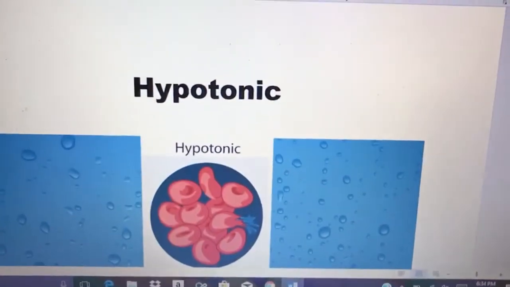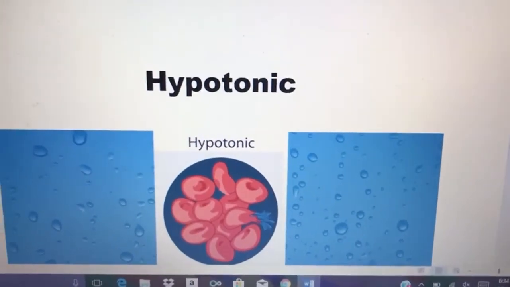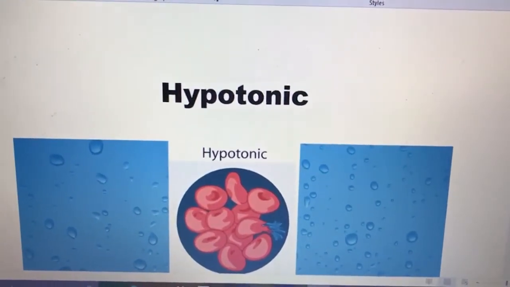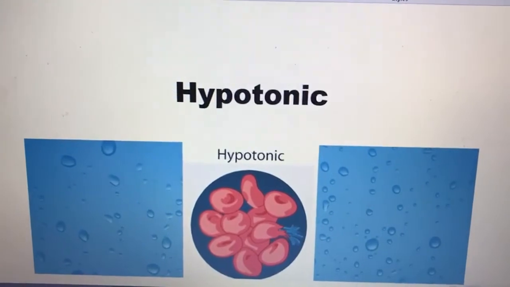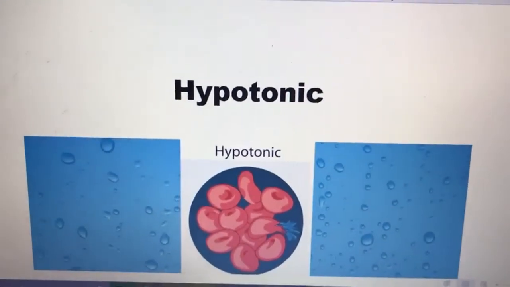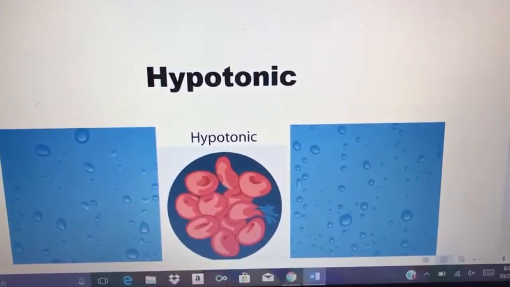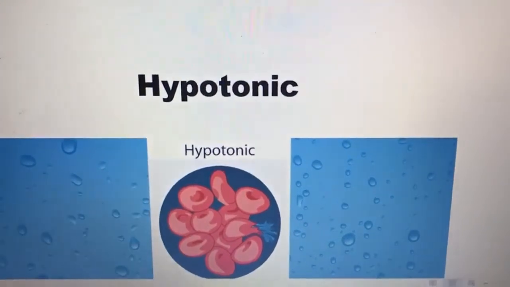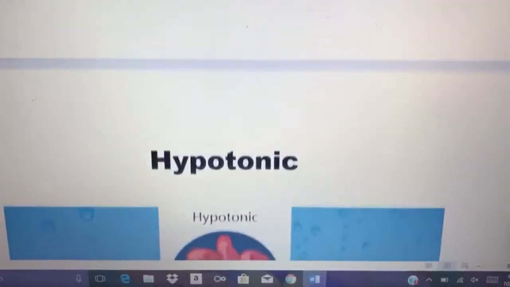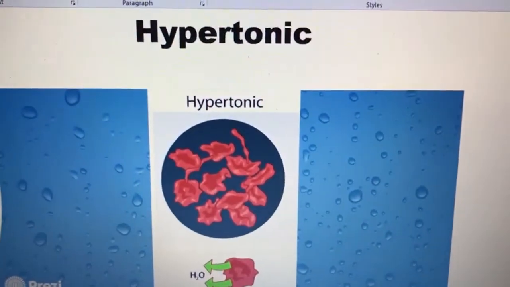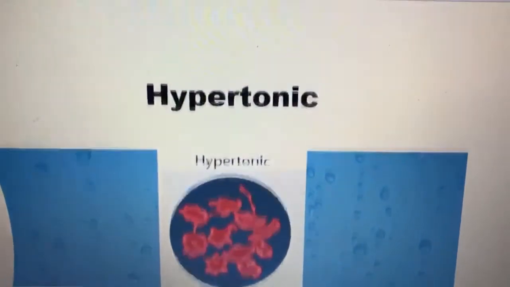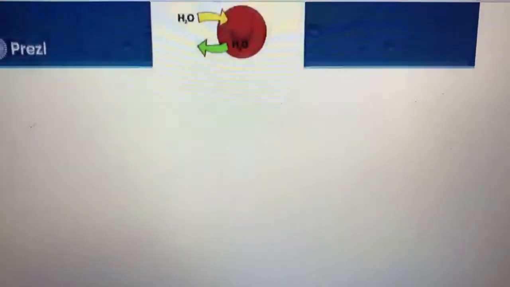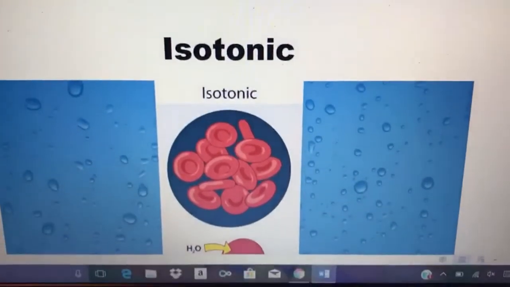hypotonic osmosis. Hypotonic osmosis is when H2O diffuses into the cell until equilibrium is maintained. So, the 3 main osmosis we just covered are hypotonic, which is being 1, hypertonic being 2, and isotonic being 3.